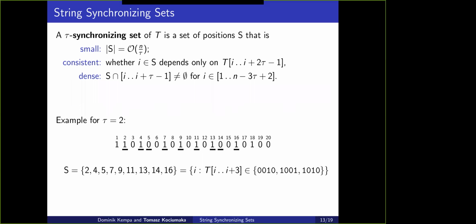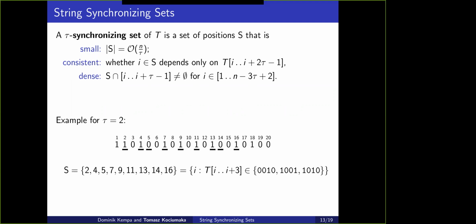So let's see how to generalize this to an arbitrary string. Now we need to come up with some replacement of the set of positions where a 2 started. And for this, we define a notion of synchronizing sets. This is quite similar to the partitioning sets from Shai's paper. It's actually been inspired by this notion. It has slightly stronger properties. So you can think of string synchronizing sets as a kind of next generation partitioning sets, which are a little bit easier to operate.